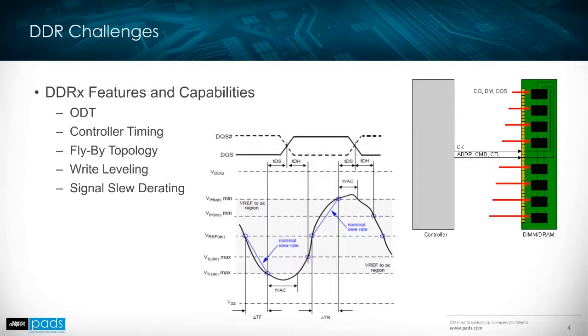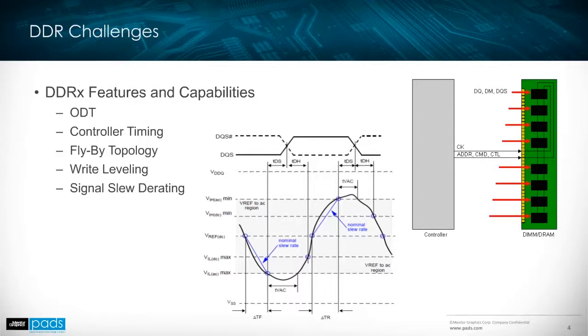Flyby topology and write leveling for DDR3. In order to meet the DDR3 data rates, the address, command, and control lines do not go directly from the controller to each of the memories in a balanced length, but instead are daisy-chained using flyby routing. Flyby routing creates a timing skew between the address, command, and control and the data bits. This timing skew created in the DDR3 interface is corrected automatically by the controller using write leveling technology.